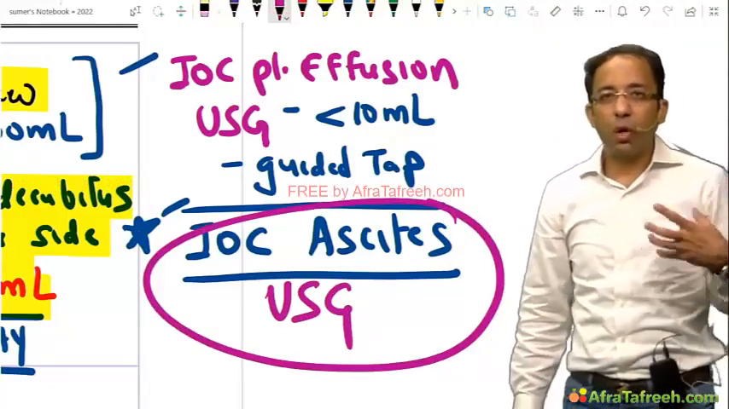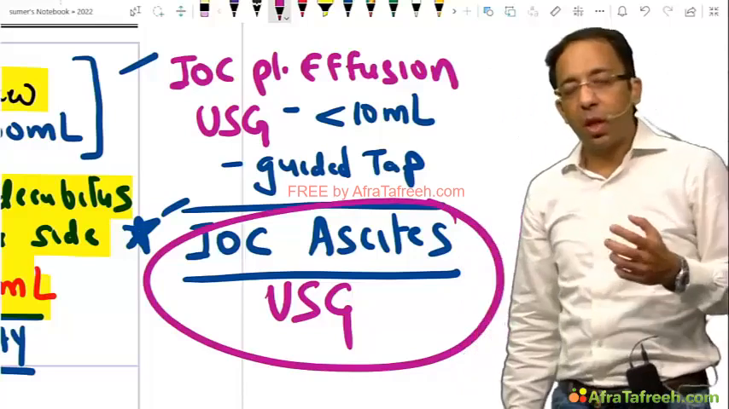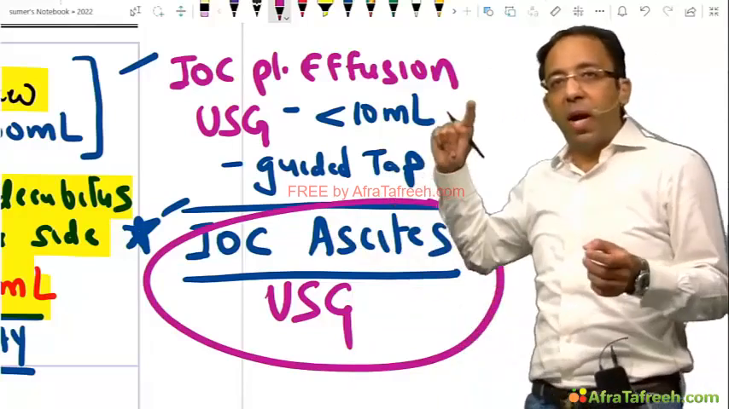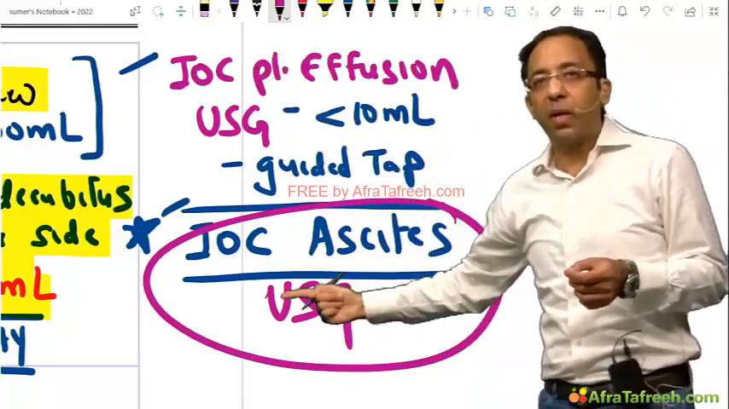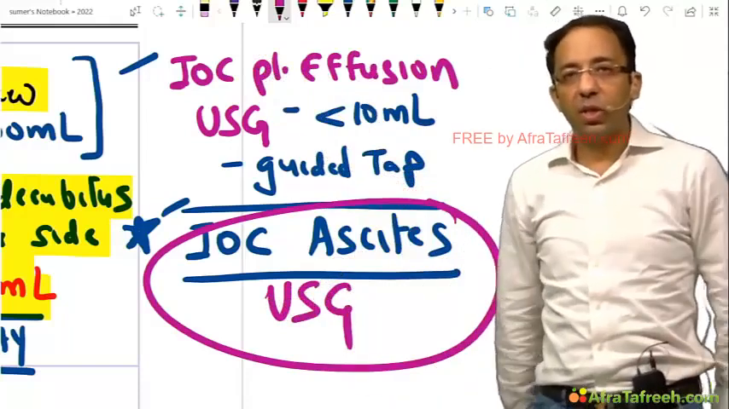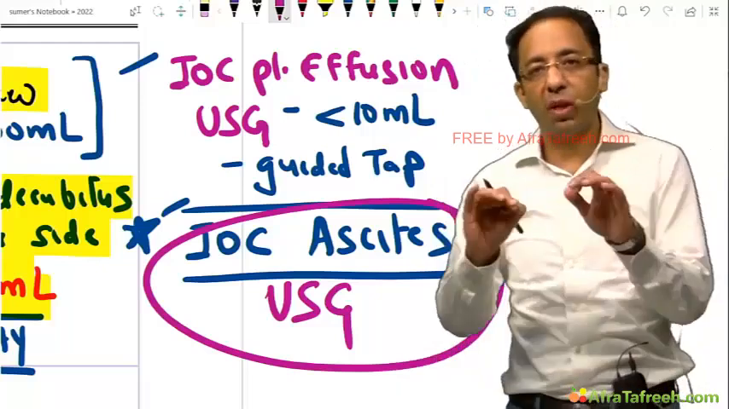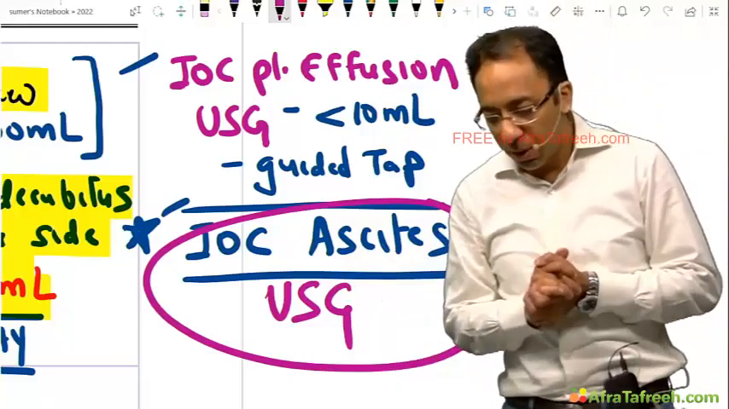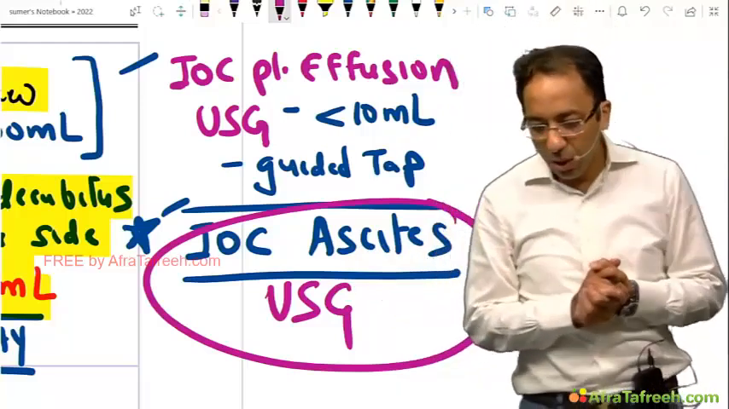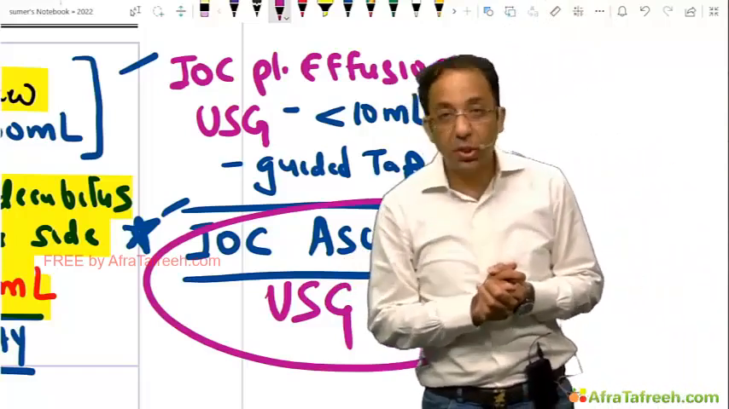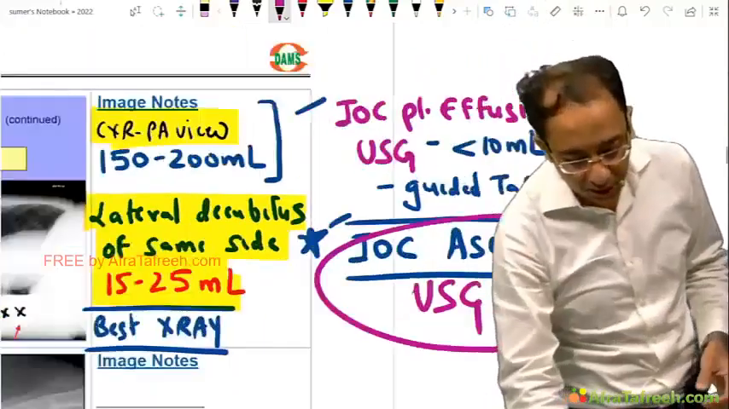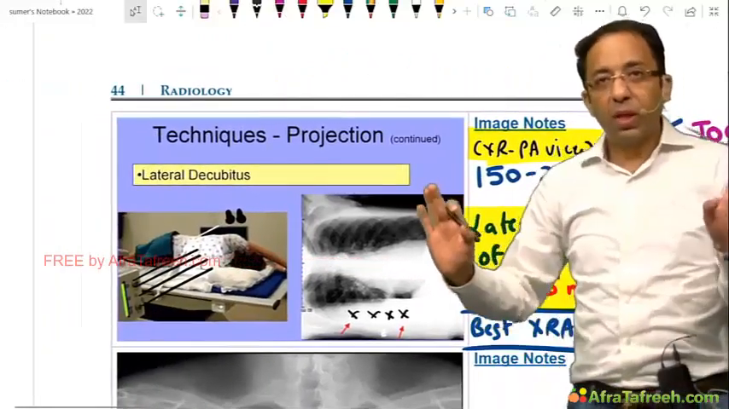Okay, this is how you develop concepts. A concept means that if I understand it clearly, I can apply it in different diseases. Investigation of choice for pleural effusion and ascites, both of them is ultrasound. Are you clear? Everybody understands?